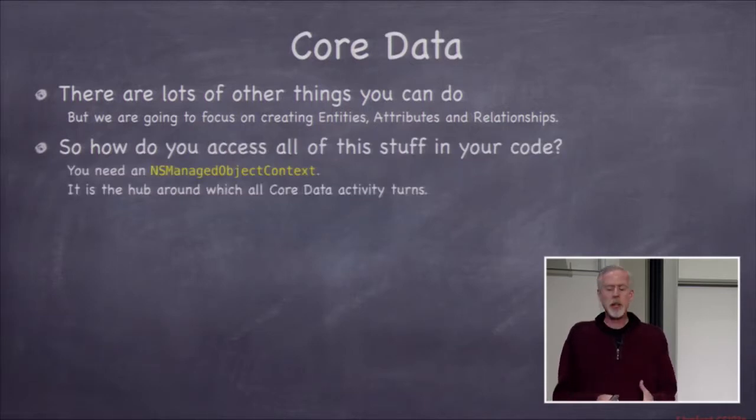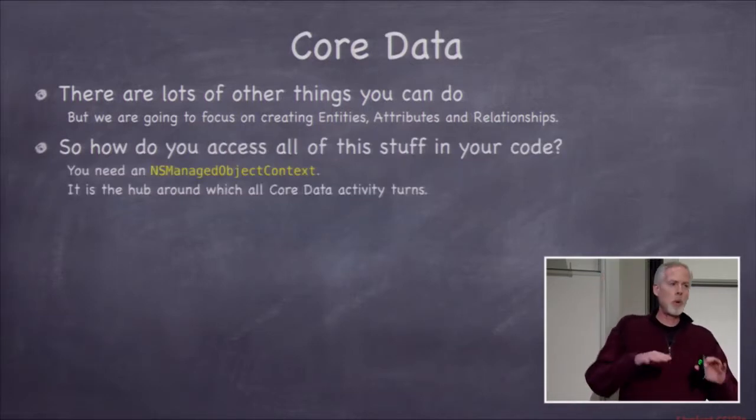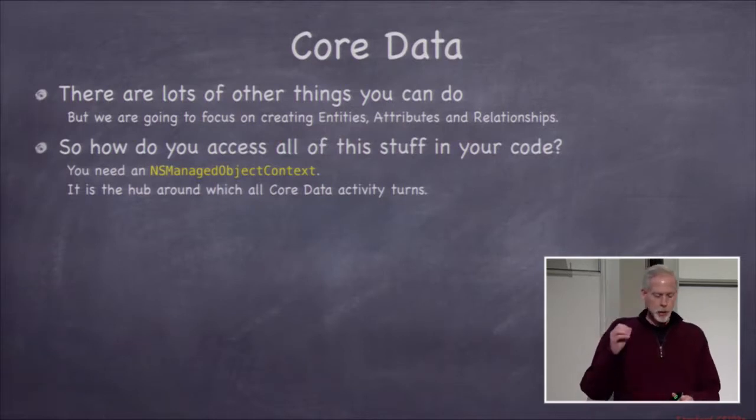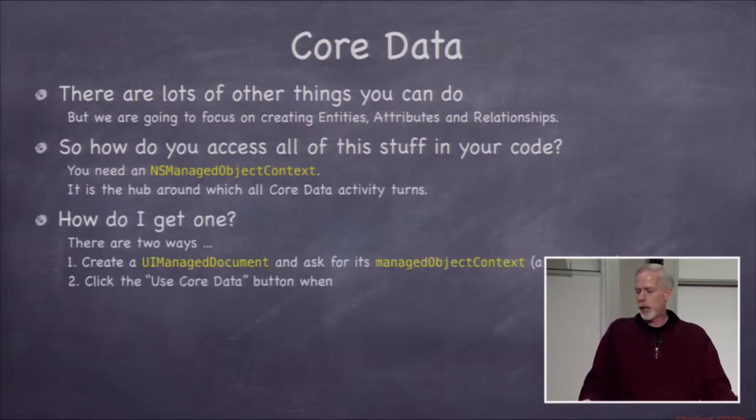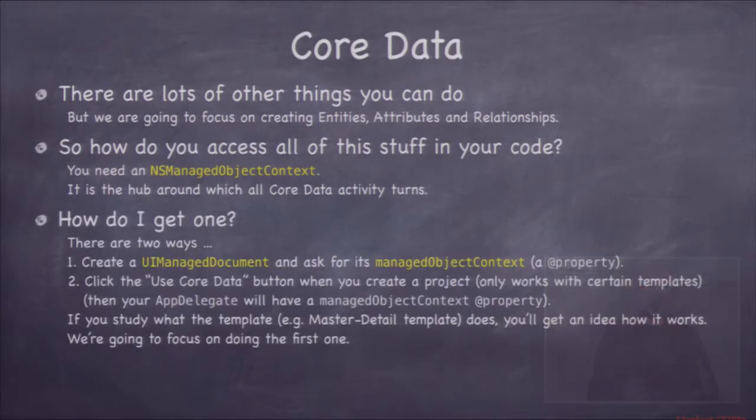So how do we access all of this stuff in our code once we've created this map? The answer is we need an NSManagedObjectContext. This context is kind of the hook we need to create objects in the database, set attributes of objects in the database, and query for objects in the database. We do all these through this context. So how do we get a context? Well, there's really two ways to do it.